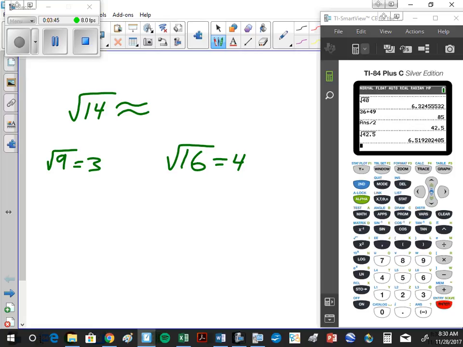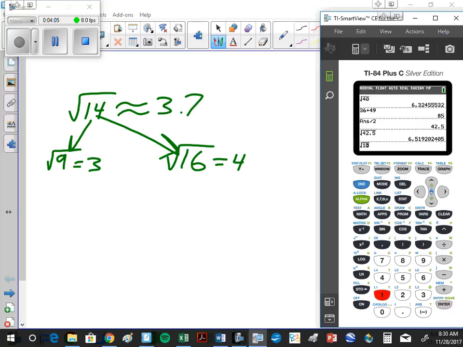Would you expect that we would be closer to 3 or closer to 4? Probably closer to 4, because 14 is only 2 units away from 16 and it's 5 units away from 9. So if you had to guess, we would say 3.7. Let's try it. Good job.